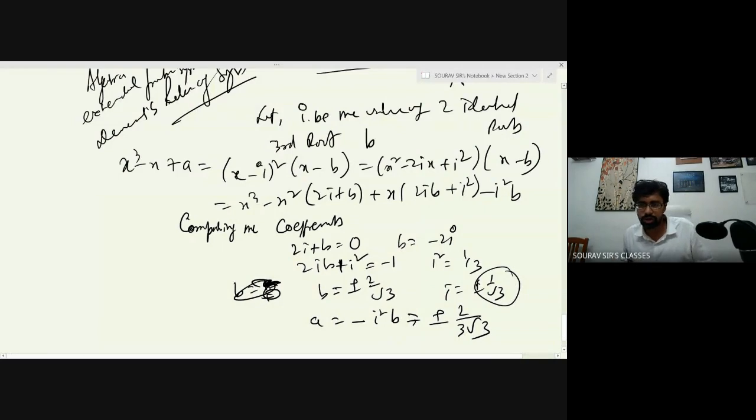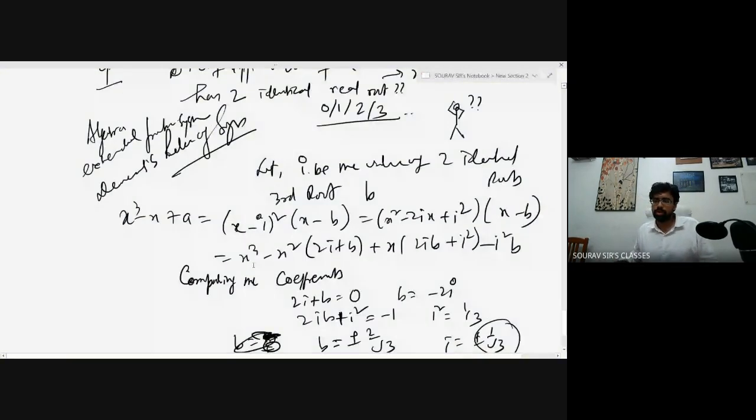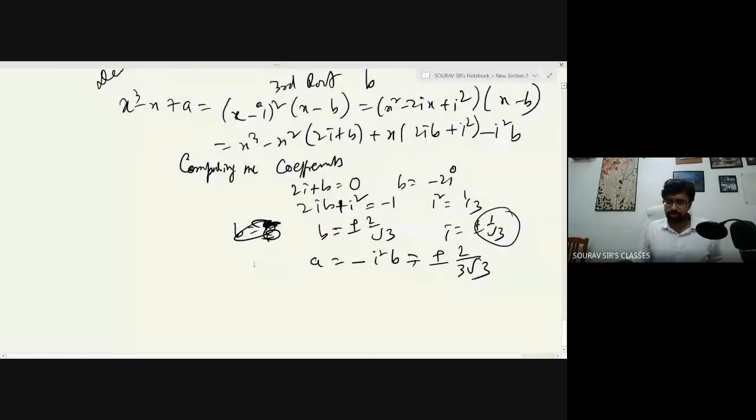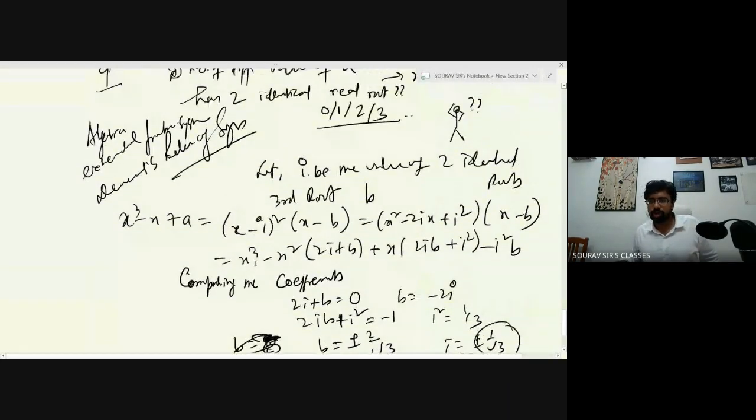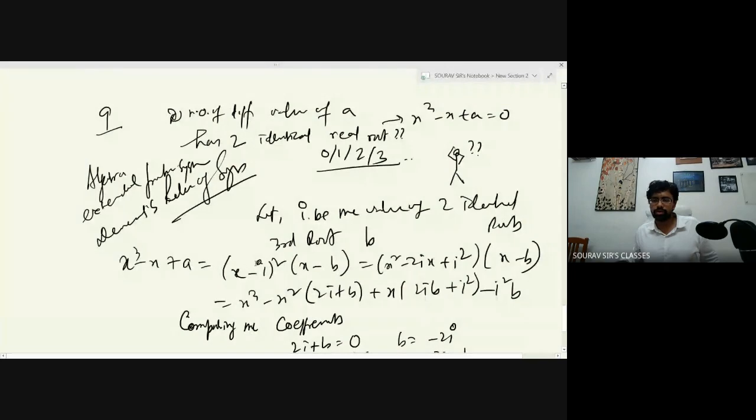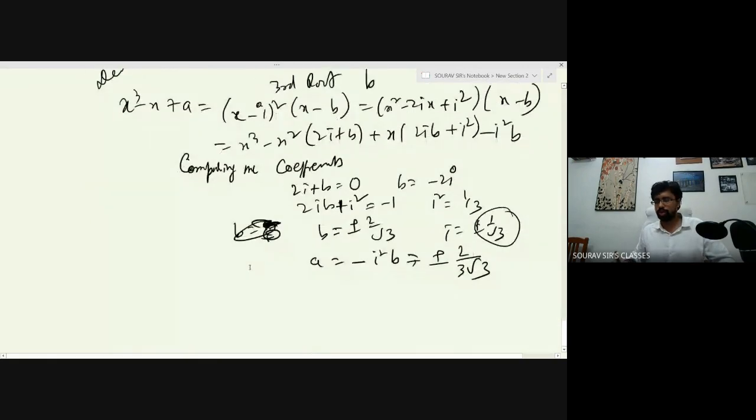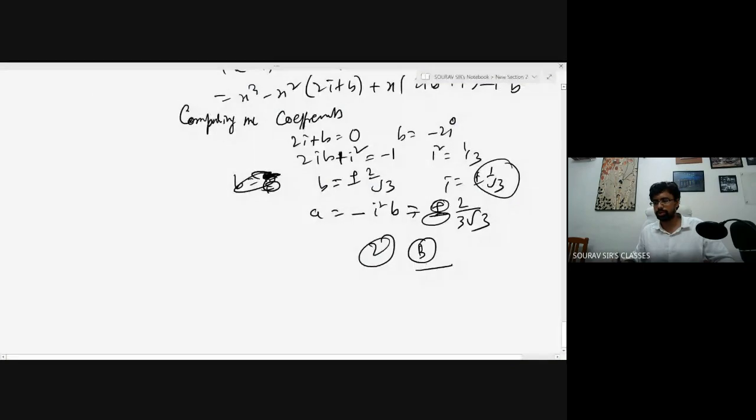So answer here, okay, I have not given you the option this time. So this is the answer. So finding the imaginary root from this. Okay, so two identical real roots, 0, 1, or 2 or 3. So this is what? How many values? 2 values. The answer is 2. Option number B. No, 0, 1, 2. So option number C.